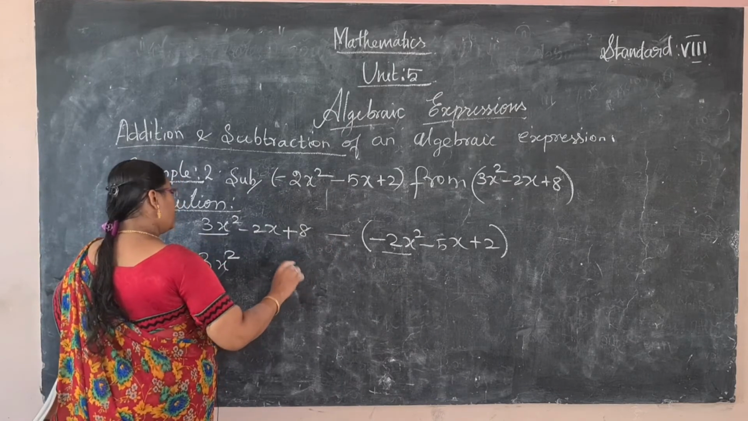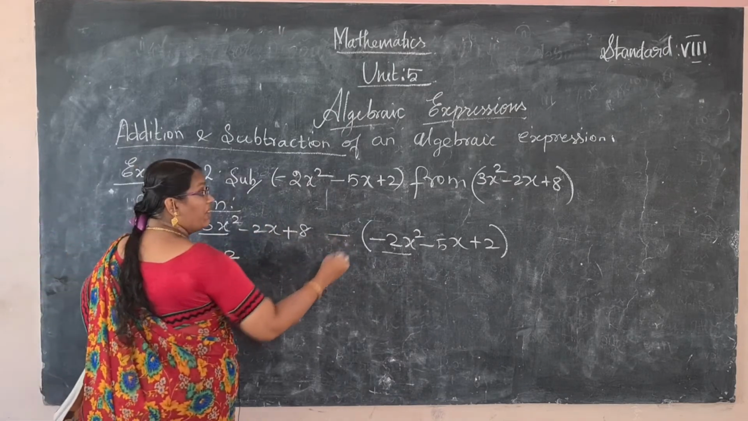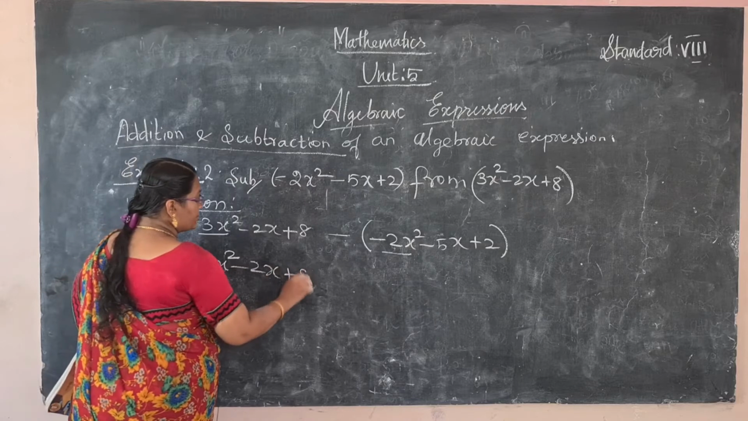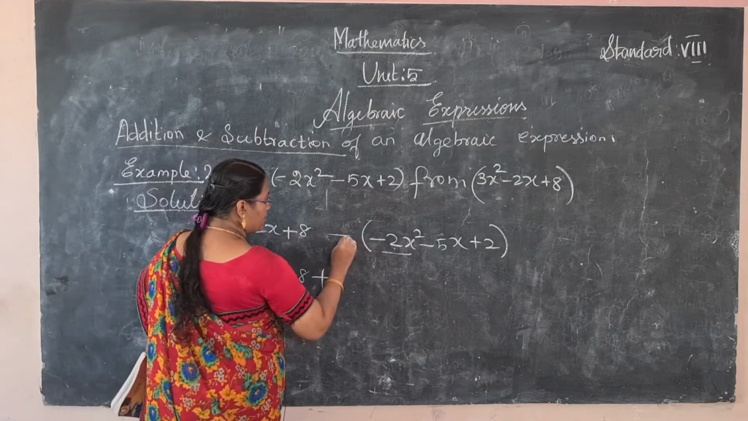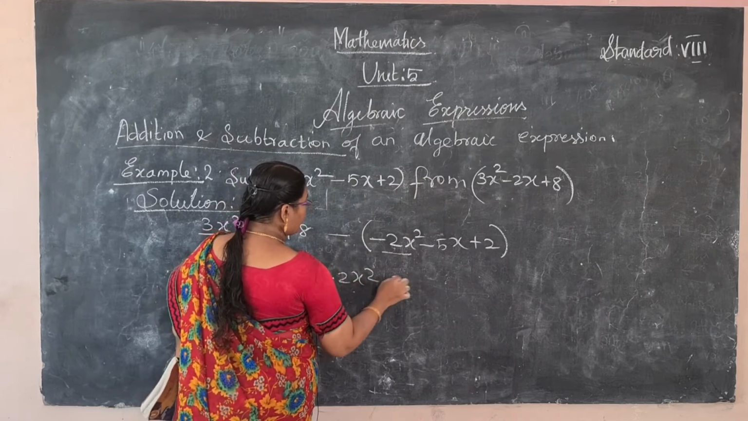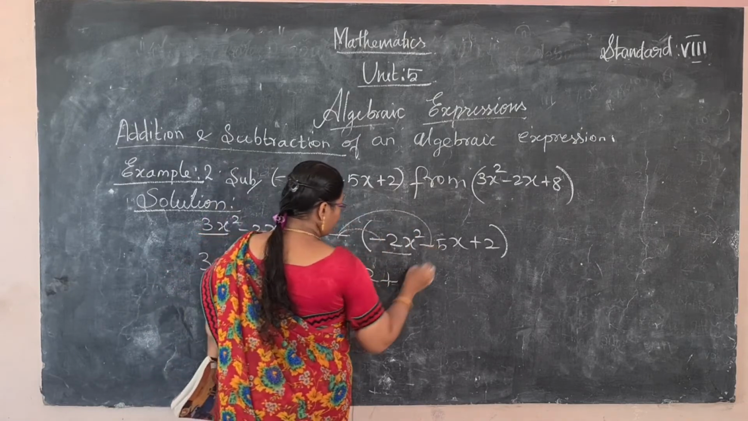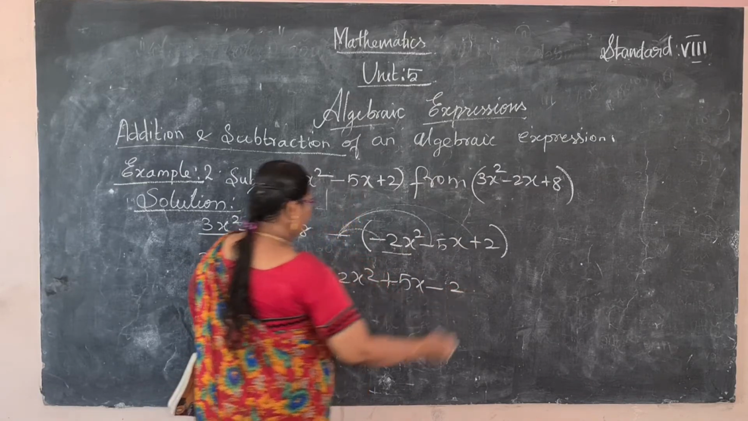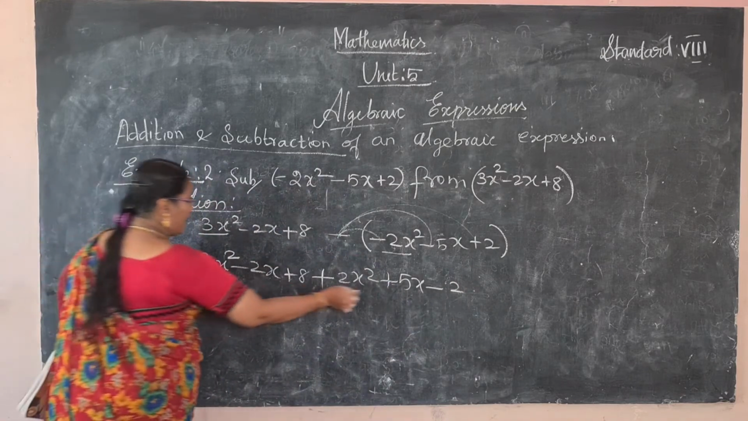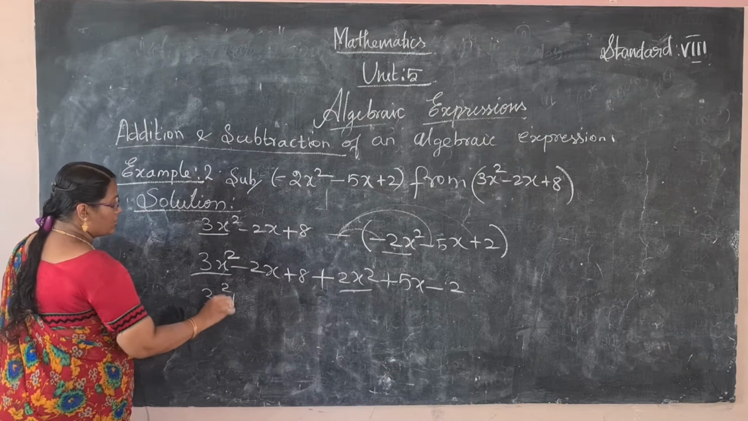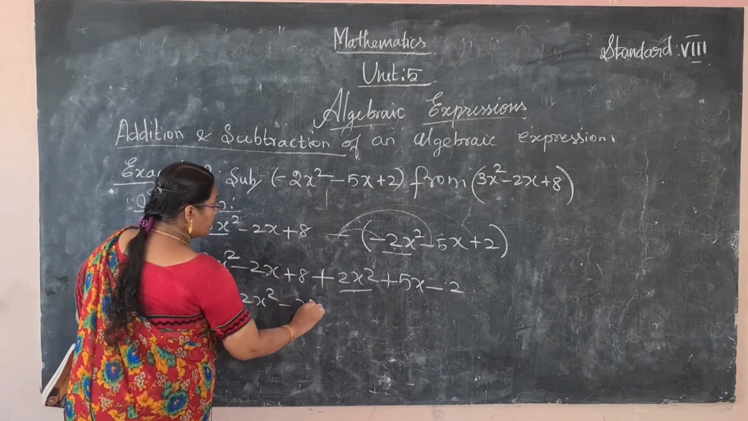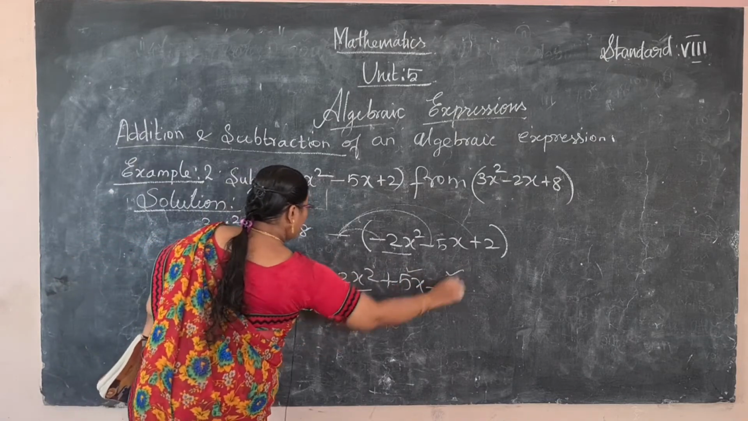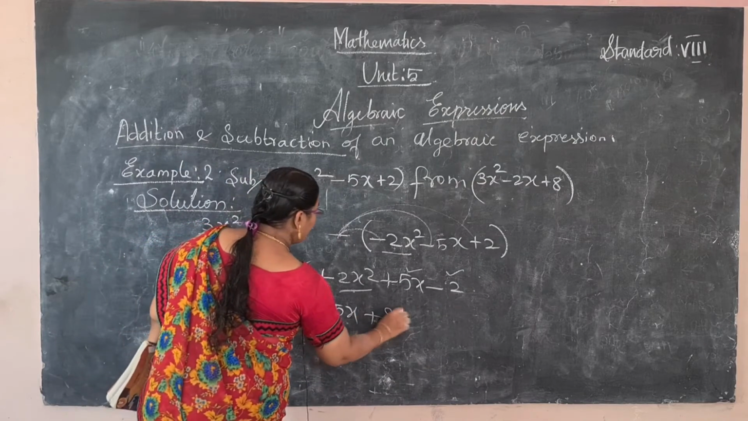So which operation is here? Minus. So you will first of all multiply each term by minus. After that you will arrange the like terms. You will find it easy to do the calculations. So minus into minus, plus: plus 2x squared. Minus into minus, plus 5x. Minus into plus, minus 2. Now arrange the like terms. So 3x squared plus 2x squared, minus 2x plus 5x, and the constant terms 8 minus 2.